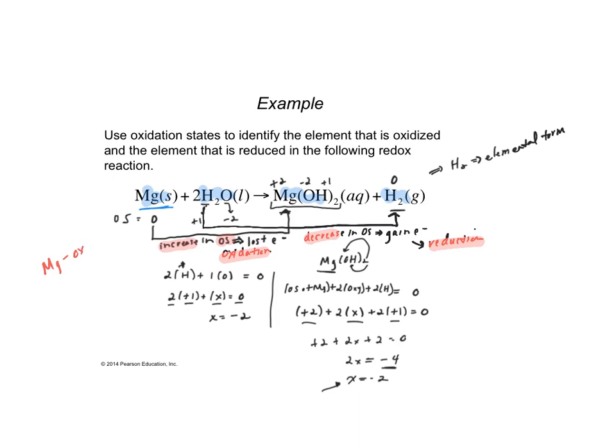Magnesium was oxidized. And what was reduced? Hydrogen. And that's how you would utilize oxidation states to determine that.